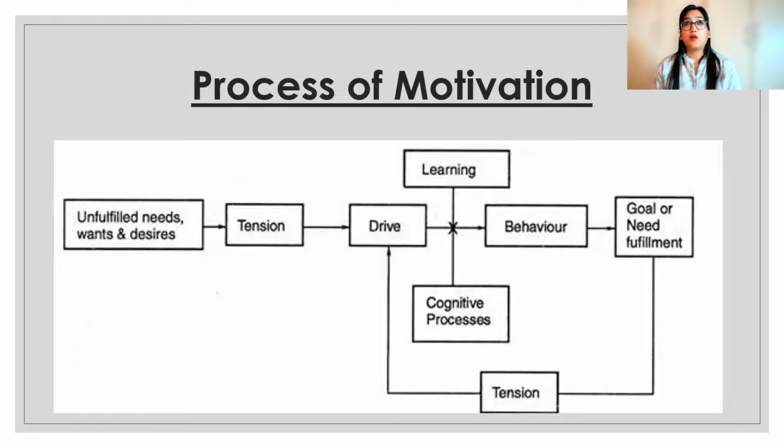Now, the process from drive to our behavior is, of course, directed by or affected by our past learning, our past experiences, how we have dealt with a similar situation before, and so on. If our goal does get fulfilled at the end of it, we are obviously very satisfied and contented, but if it does not get fulfilled, it goes back to the process of tension and we engage in those steps all over again.